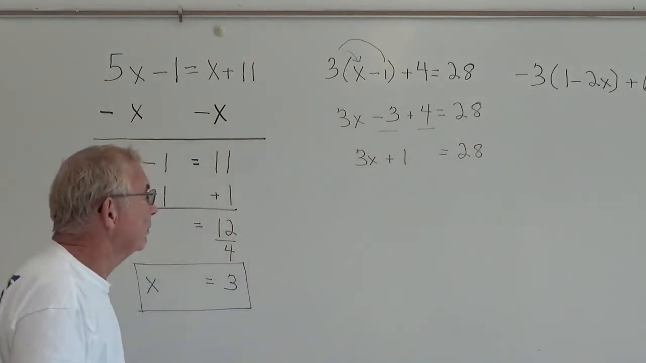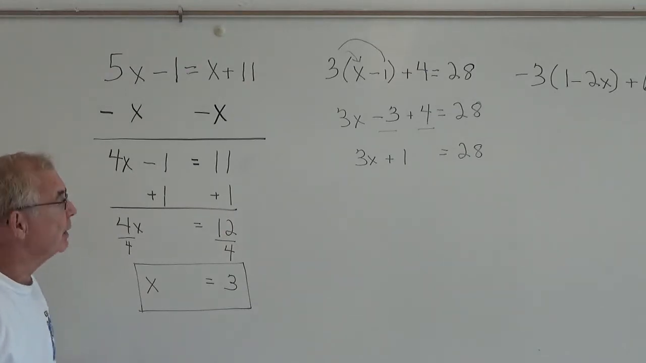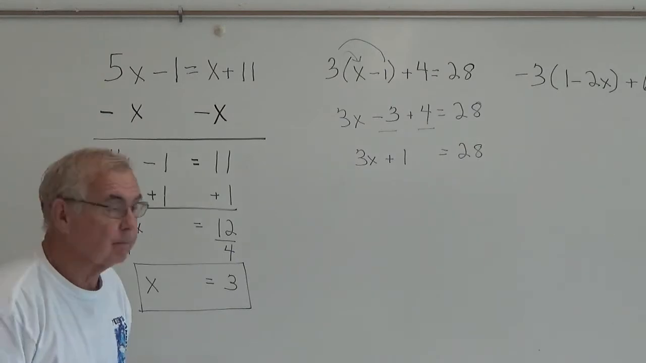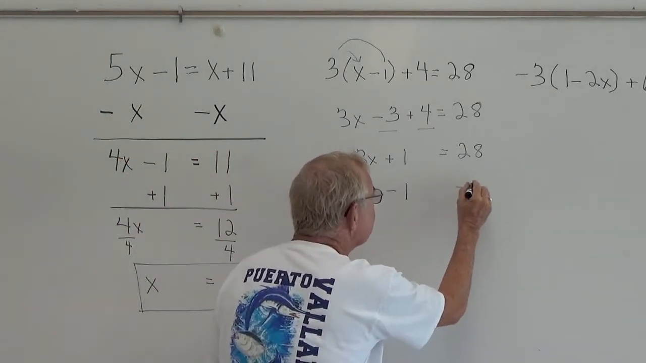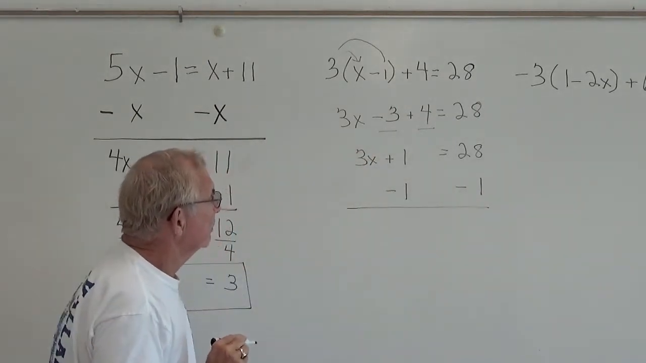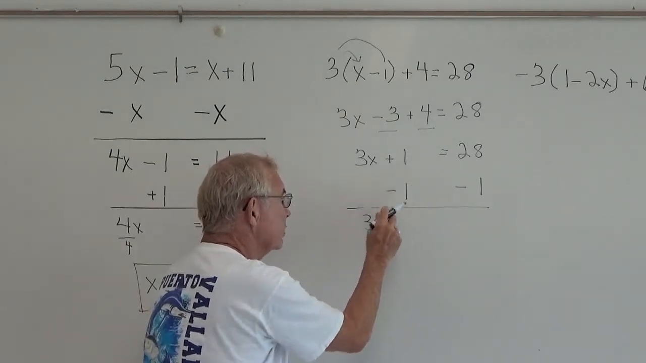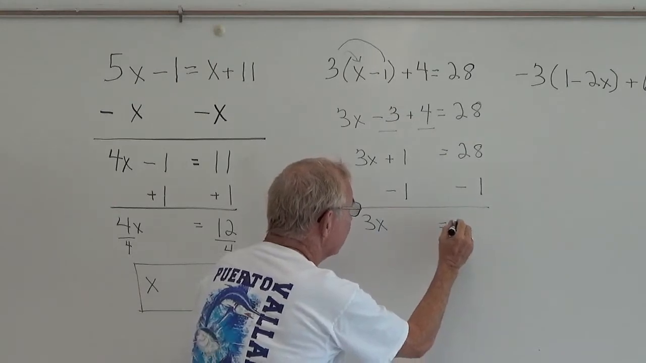Okay, now, we have the x on the left. We need to take the 1 to the right. So how do we get rid of a positive 1? We subtract 1. We take the opposite. And we have 3x. The plus 1 minus the 1 goes to 0. 28 take away 1 is 27.